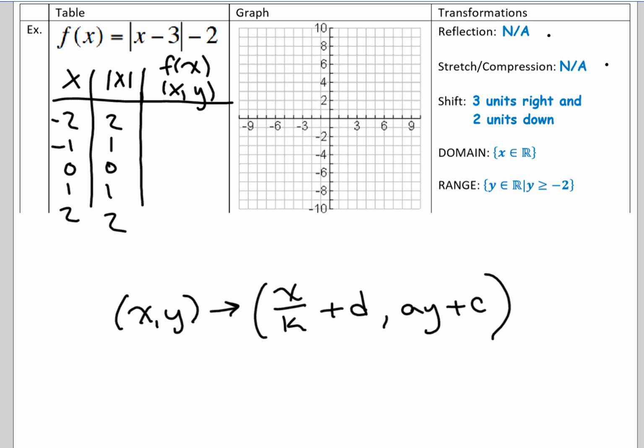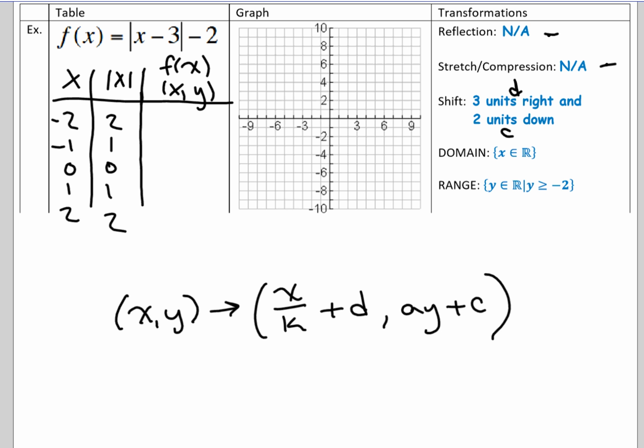Let's go through the example together. On the side here, you can see the transformations that are already noted. So we have a reflection. We don't have a reflection, so that's not applicable. We don't have a stretch or a compression. We don't have an A and we don't have a K, but we do have a D value, 3 units to the right, and a C value, 2 units down.